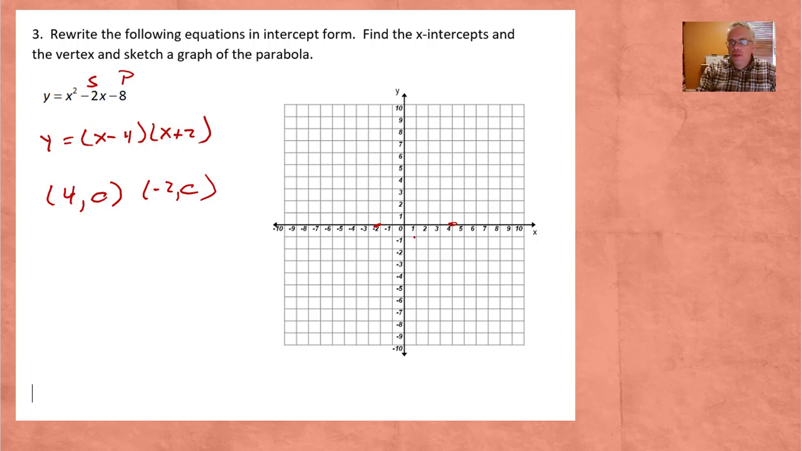We need the vertex, which is halfway in between them. So remember, we can average the x values of the intercepts to find the value in the middle, 1, which we can kind of see in the graph anyway. To get the y coordinate, plug it in the equation. And you get 1 minus 2 minus 8, I believe is -9. 1, -9. So we get the intercepts and the vertex, and we can kind of sketch the graph.